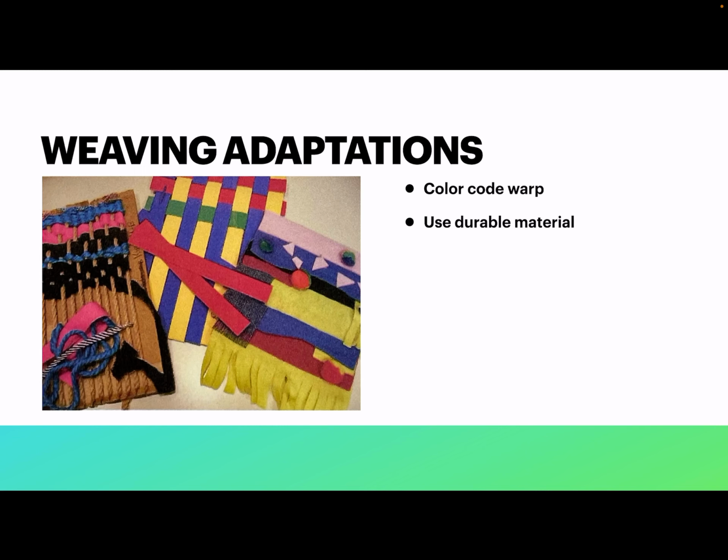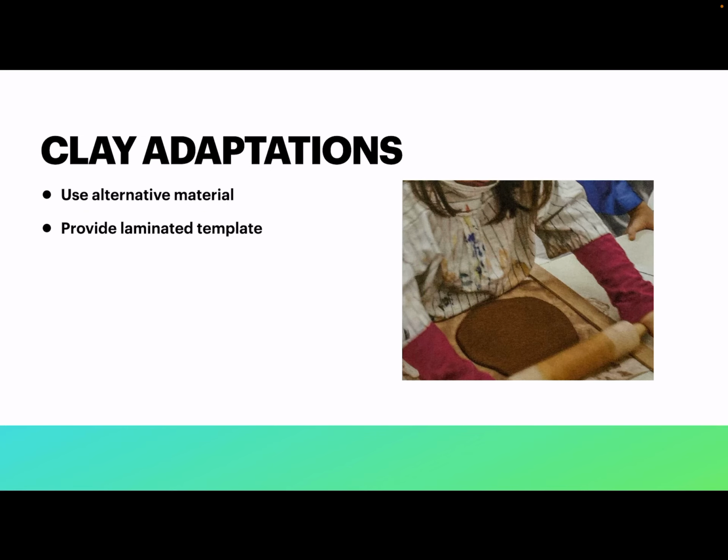Adaptations for weaving include color coding the warp and also using a felt fabric or foam instead of paper. They're more durable and are less frustrating because they don't tear as paper does. Adaptations for clay include using an alternative material such as Model Magic for fewer steps. There's no scoring or slip required here, so it simplifies things for the students. Also providing laminated templates so students can more easily cut out shapes.